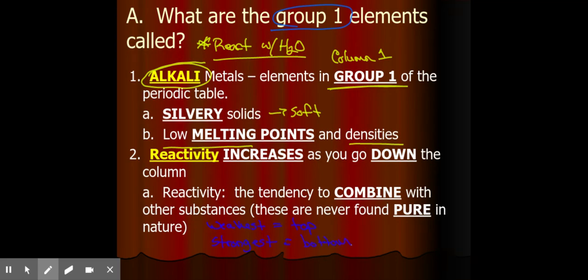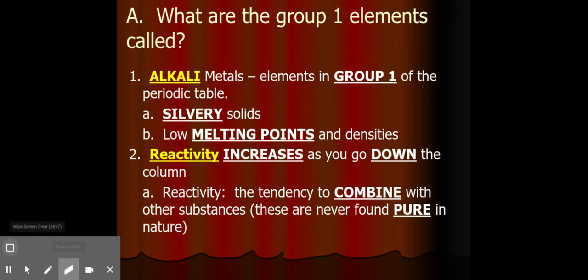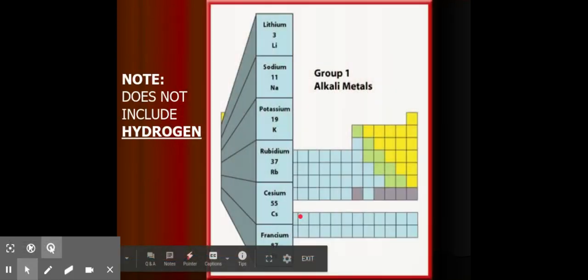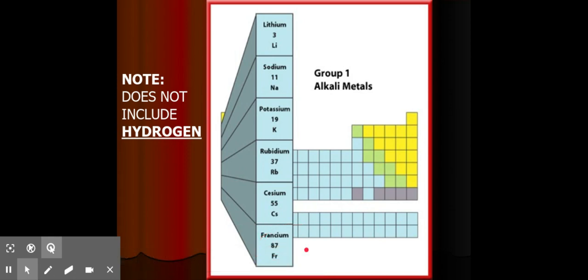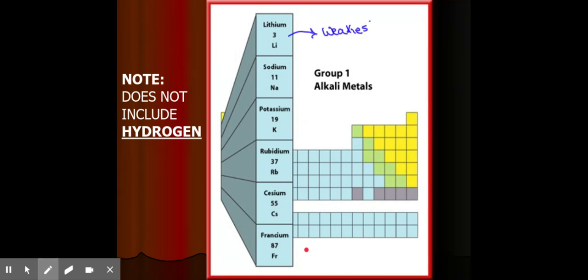Now, in just a second, I'm going to show you a picture of what these elements are, but you should be able to identify them, because we did drop a few of them in water in class. So here is the full family. It starts up here at lithium, number 3, and then it goes all the way down here to francium, number 87. Now, if you remember what we said on that last slide, this is the weakest reactant, whereas this one is the strongest.